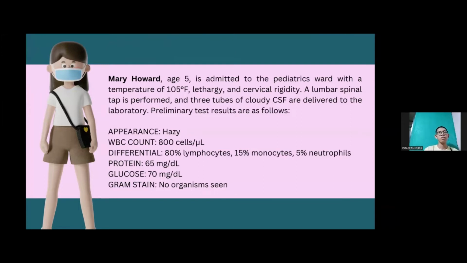Preliminary test results are as follows. The appearance is hazy. The WBC count is 800 cells per microliter. Differential count is 80% lymphocytes, 15% monocytes, 5% neutrophils. The protein is 65 milligrams per deciliter. The glucose is 700 milligrams per deciliter. And the gram stain showed that there are no organisms seen.